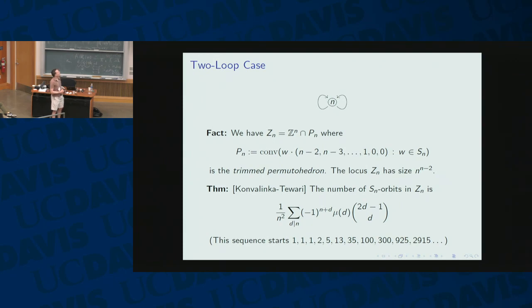You look at the integer points inside here, and you get a locus of size n to the n minus 2 that has an action of Sn. And the number of Sn orbits, i.e. the numerical invariant, is given by this formula. This is a result of Kalai, Kumar, Vijay and Tewari, right? So we have this big sum over divisors. We have a number theoretic Möbius function. It's not obvious this is an integer. It's not obvious it's positive. Here's how it looks. 1, 1, 1, 2, 5, 13. Not everything's a Catalan number, I'm afraid.